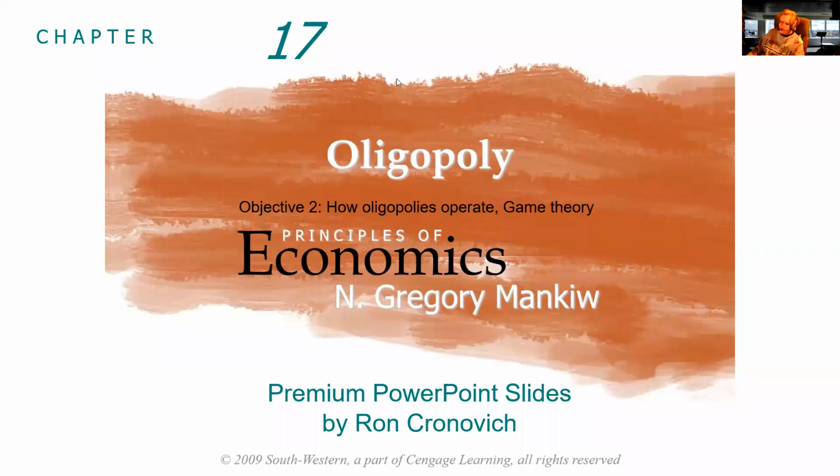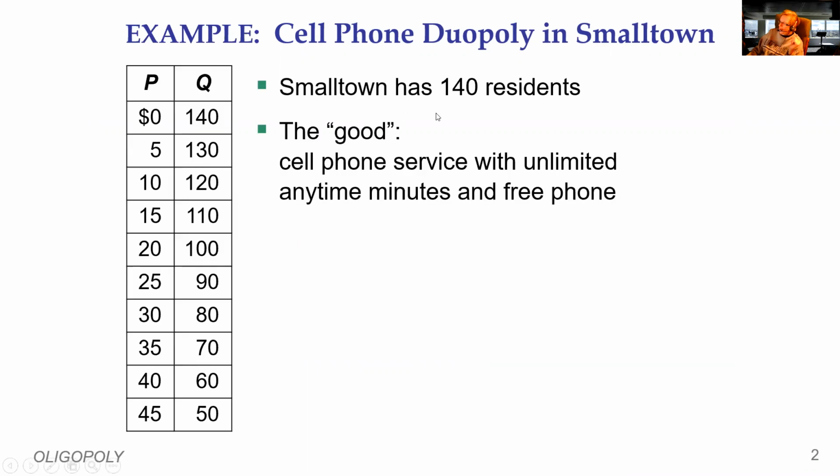I think the best way to explain this is to talk about it in terms of an example. And I'm going to use the example that Mankiw uses here because I think it works out well. Here we have a cell phone duopoly in a small town. And we're going to see the demand schedule. We have 140 residents. The good is cell phone service with unlimited anytime minutes and a free phone. And here's our demand schedule off to the left here.